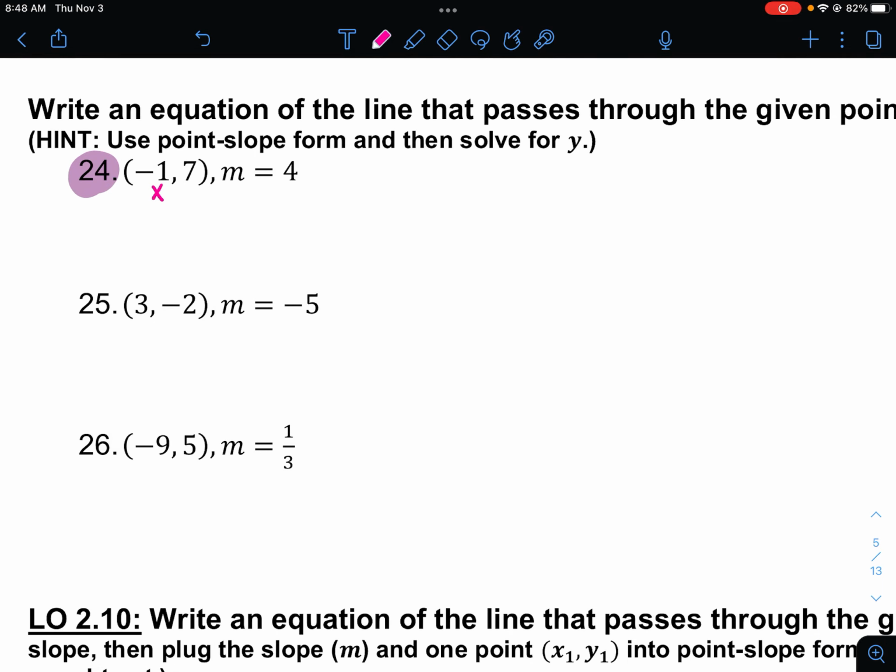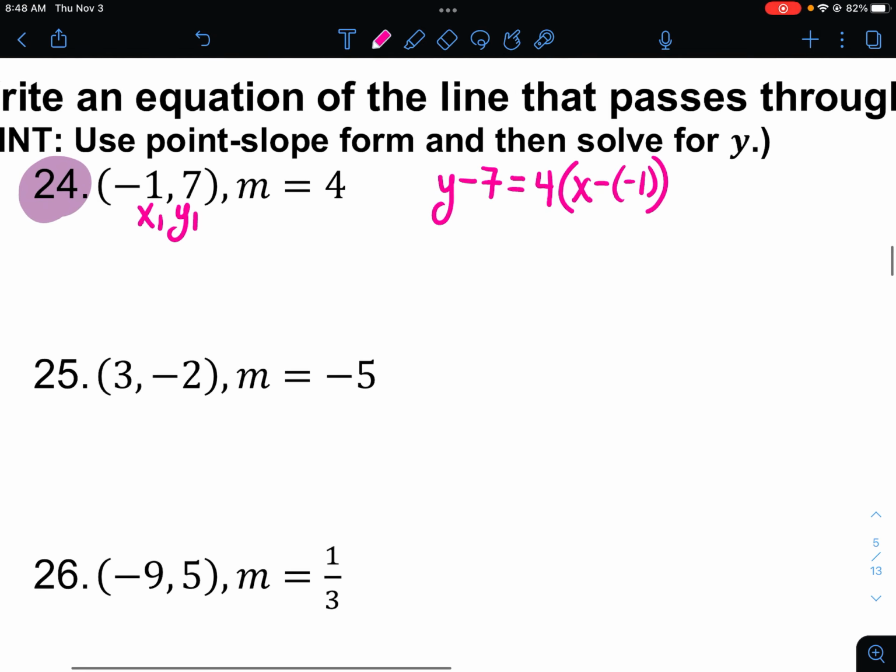So we're given your slope, m equals 4, 4 is your slope, and then label your point x1, y1, and let's go ahead and plug that in. y minus 7, y minus y1 equals my slope times x minus x1. Now notice what happens there at the end of that equation. That minus a -1 turns to a +1.